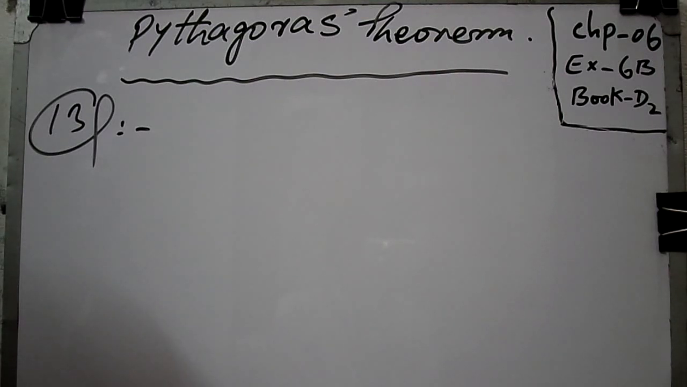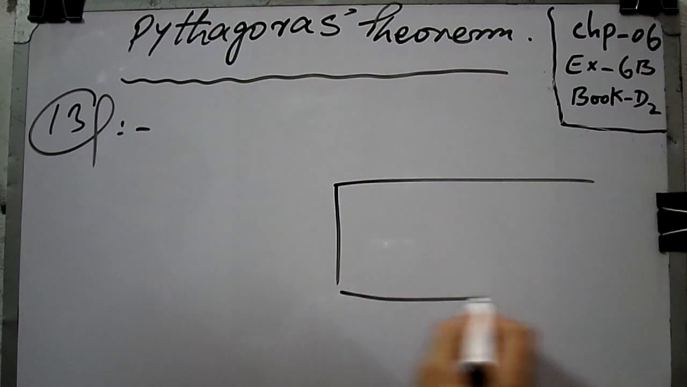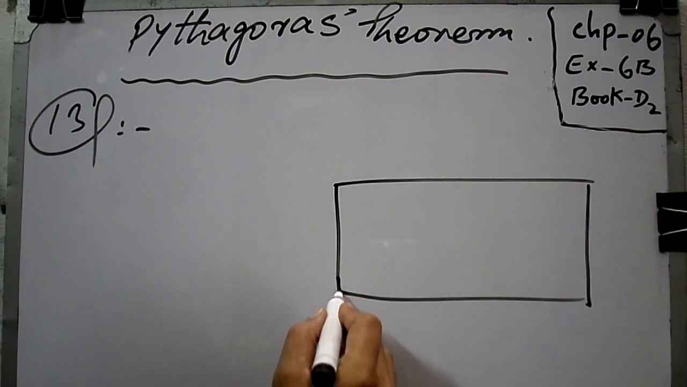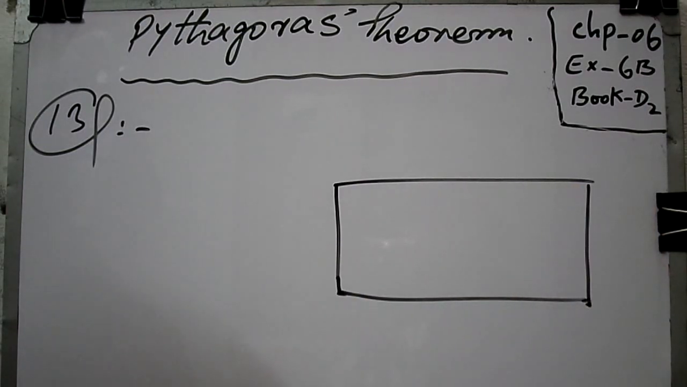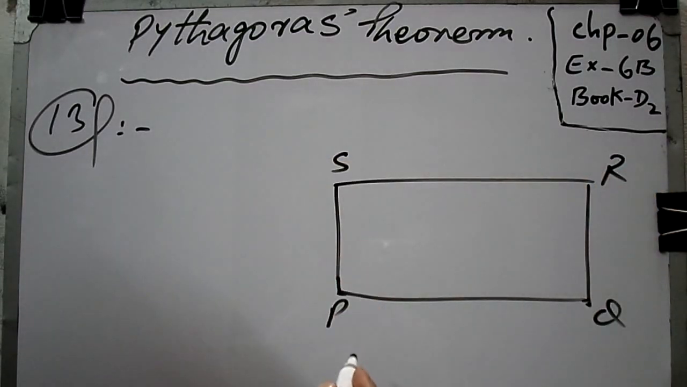Question number 13. PQRS is a rectangle in which PQ is 10 centimeter and PS is 6 centimeter. So first of all you have to draw the rectangle. In this you can see PQ. PQRS, that is your rectangle.